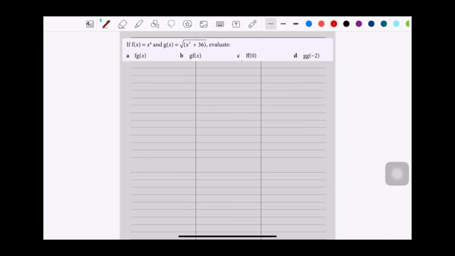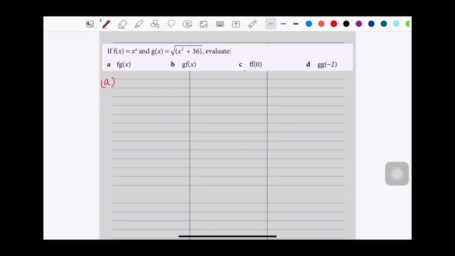Now, for this part, I'll solve each and every one of it. So f of x is x to the power of 4 and g of x is root x squared plus 36. So let's say if I solve f of g, so f of g is going to be, now in f you place in the value of g. So f was x to the power of 4.